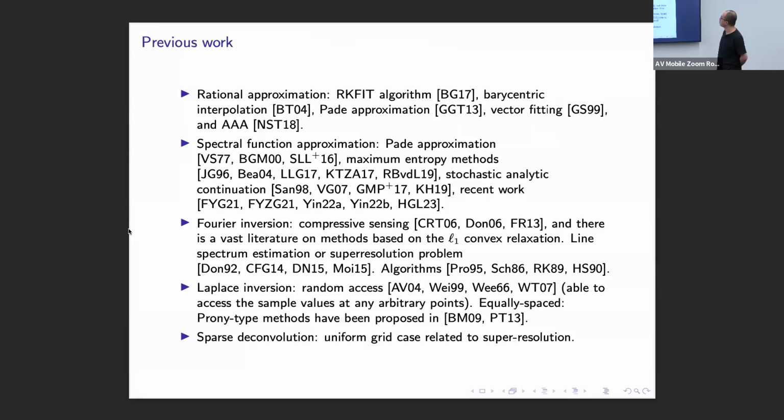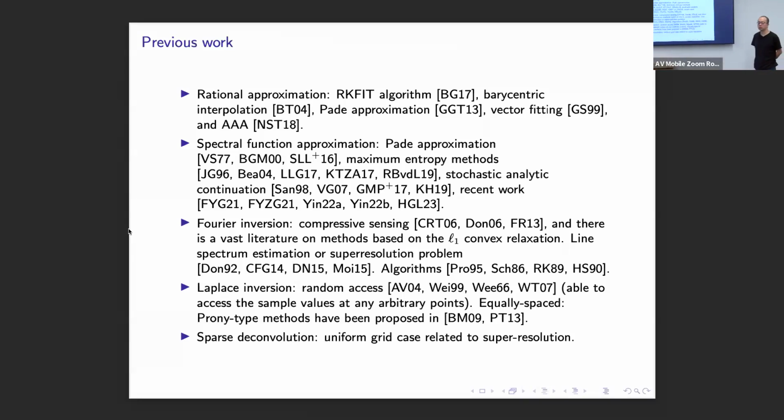For example, in the case of rational approximation, even in the past 20 years, there have been many algorithms proposed for this. Some of the names associated with this are RKFIT, barycentric interpolation, vector fitting, Padé approximation, and AAA algorithms. Spectral function approximation is the example related to the Matsubara grid, which comes from condensed matter physics. It also has a very long history. Some of the famous methods proposed include Padé approximation, maximum entropy methods, stochastic analytic continuation, and recently we also contributed to this effort.